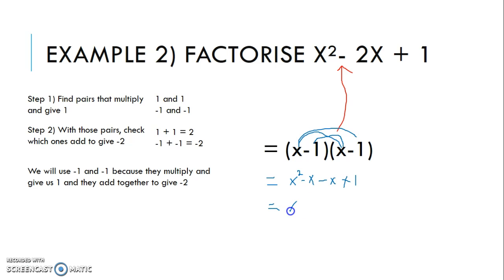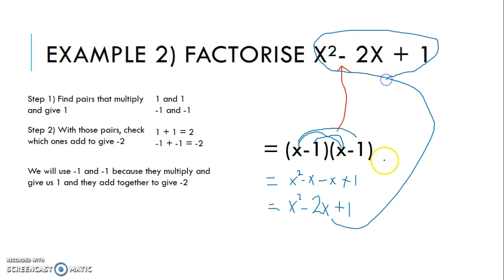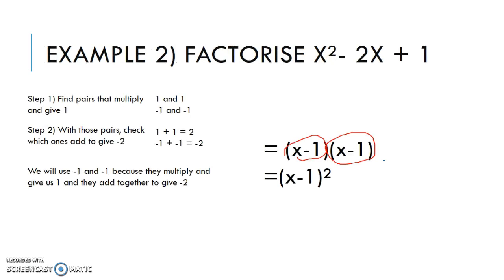Pushing it through, I have x squared. And the negative x minus x will give me minus 2x. And I'll bring down my positive 1. And this is back to where we started. And that is the final answer that we should get if we factorize example 2.